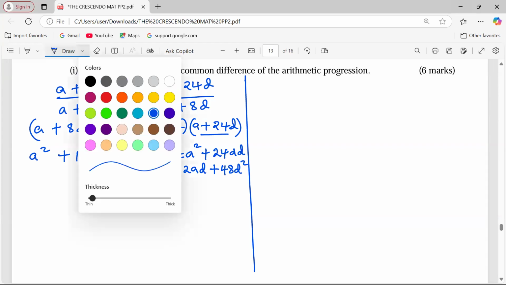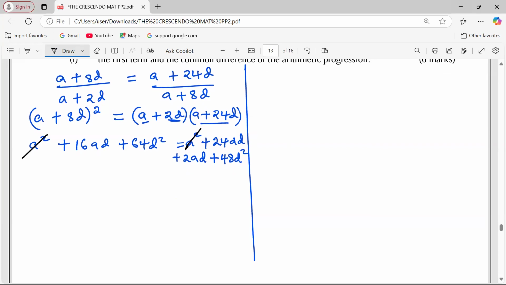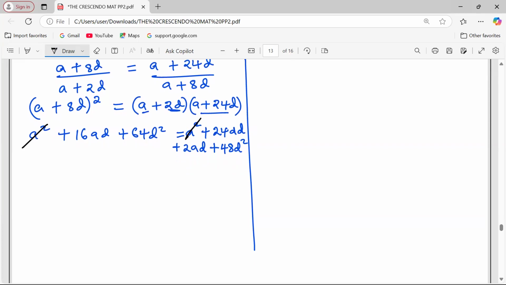A squared, because of the 2 sides, when we group A squared with A squared, it will cancel. Then we can talk about AD now, whereby we are having 16AD. Then here we have 24AD and 2AD, so we're already having 26AD. And we can bring 16 to this side, whereby 16 will be subtracted from 26, and that will give us exactly 10AD. This will be the same as when we take 64 minus 48, which gives us 16D squared. I also group the D squareds together.